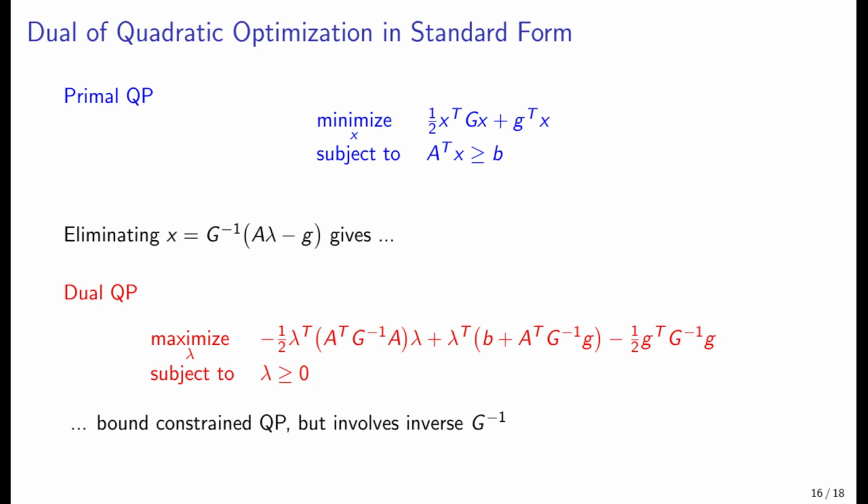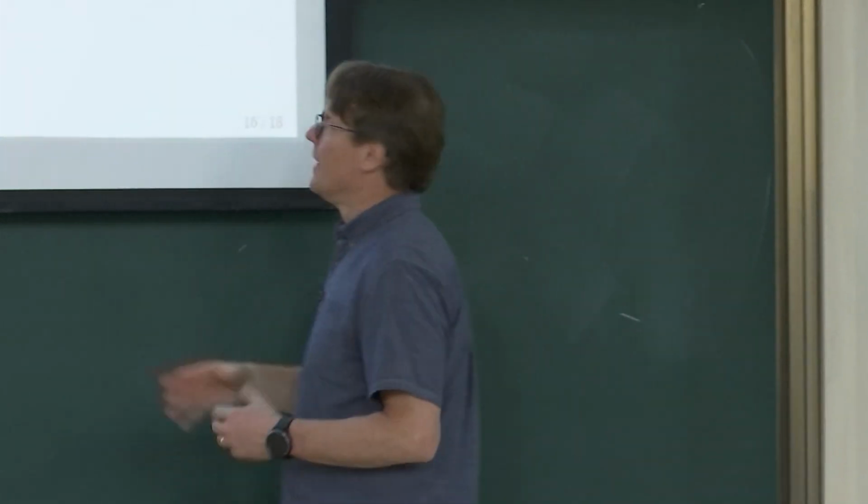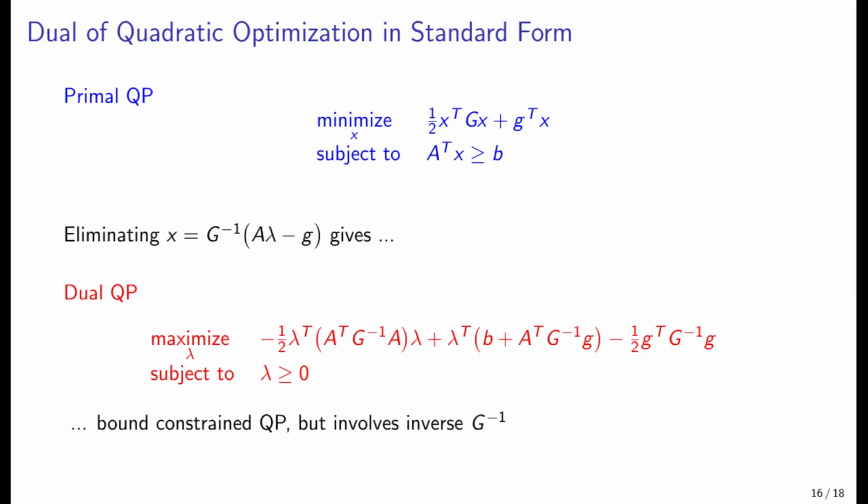But the price that you pay is that you need to operate with the inverse here, or you need to factorize the matrix G. And typically what happens when you factorize G is that this term here, A transpose G inverse A, will be a completely dense matrix. So the original problem could be sparse, meaning it has a lot of non-zeros in its matrices. The dual problem will be completely dense, but it has a much simpler structure. And so, for example, you can do projected gradient methods to solve this problem potentially more effectively. But it involves the inverse or factors of G.